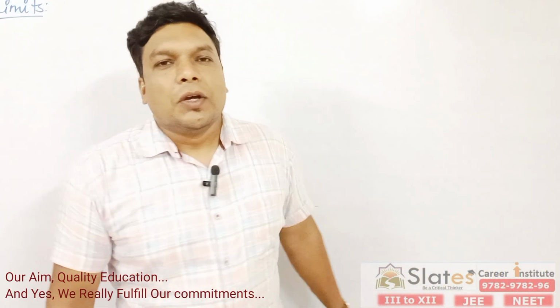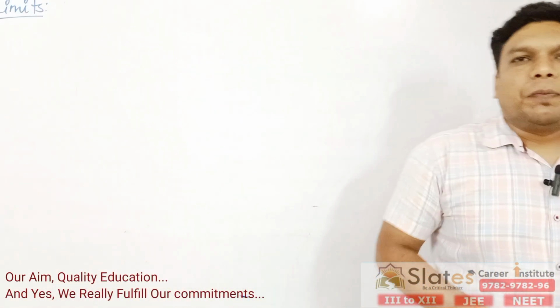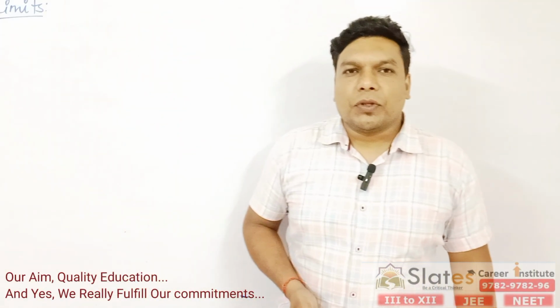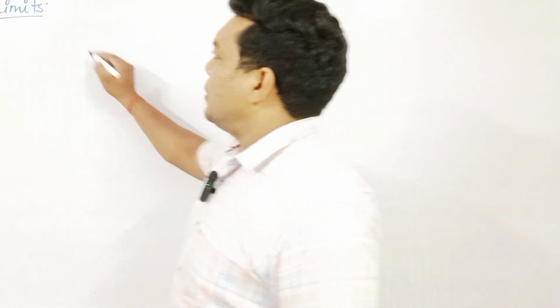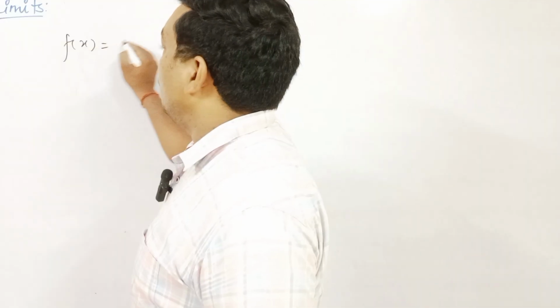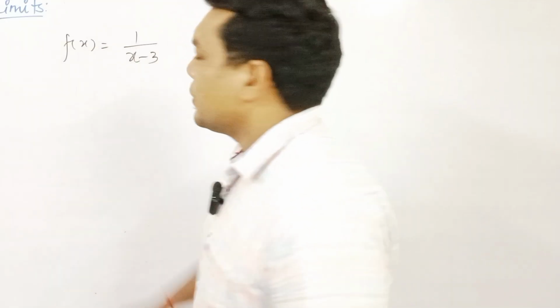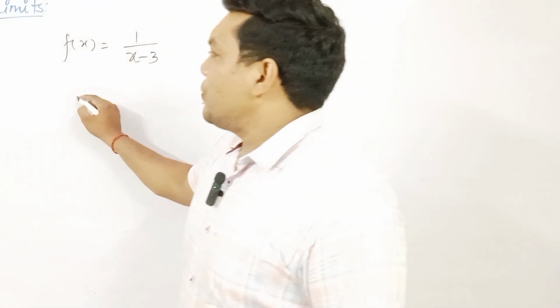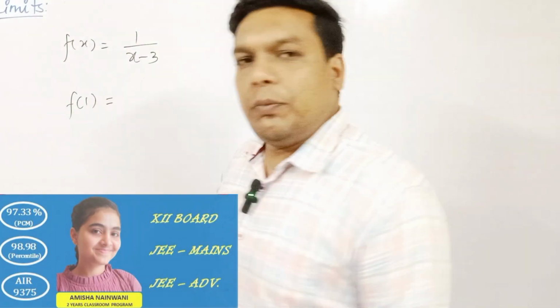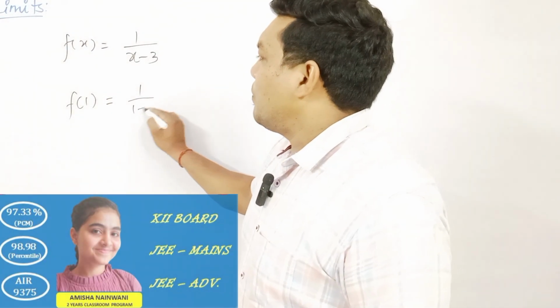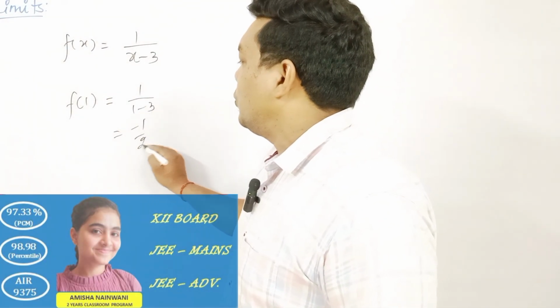Next topic is limits. We'll see in this topic why we need the concept of limits and when we use the limits. Okay, so suppose you have a function f of x is equal to 1 upon x minus 3. Okay, we have this function. Suppose we want to calculate f of 1. What will be f of 1? It will be 1 upon 1 minus 3, which is minus 1 upon 2.